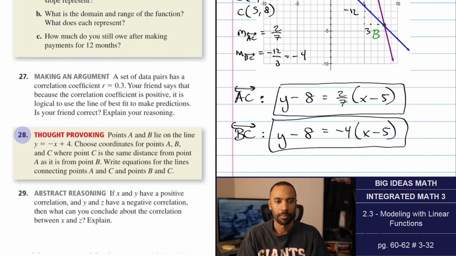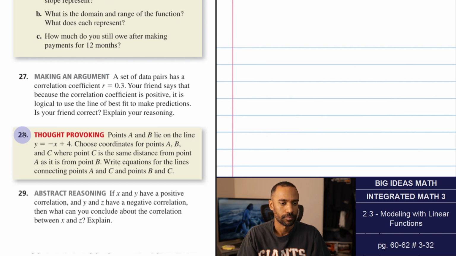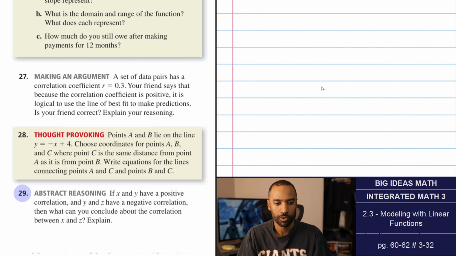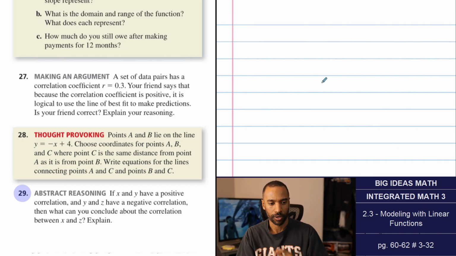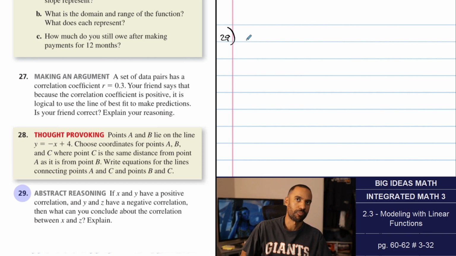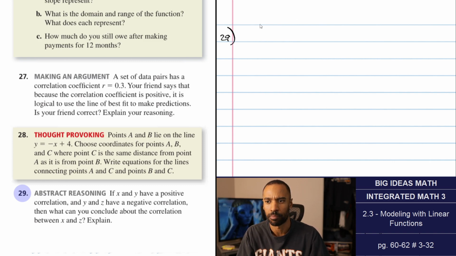All right, number 29. Abstract reasoning. If x and y have a positive correlation and y and z have a negative correlation, then what can you conclude about the correlation between x and z? Explain. Well, let me start with the explanation here, because maybe I can make sense of it. I think I have an answer in mind.